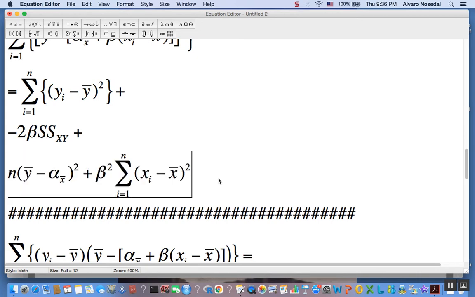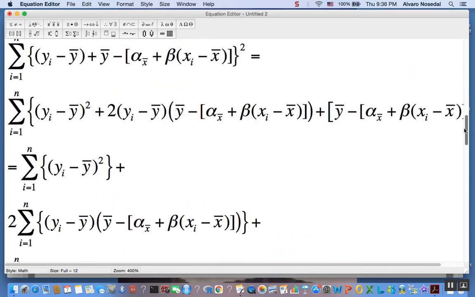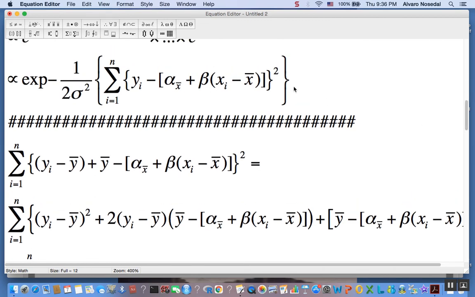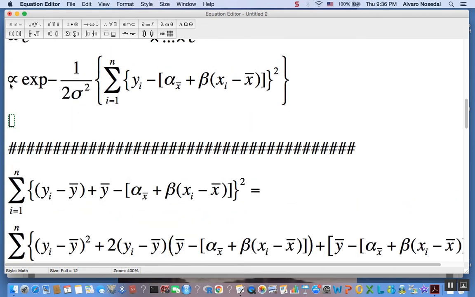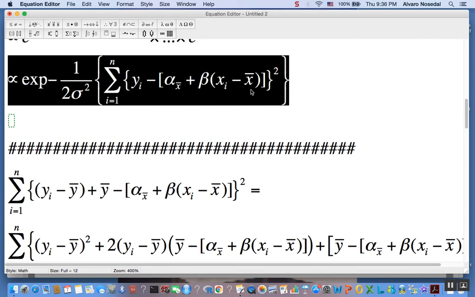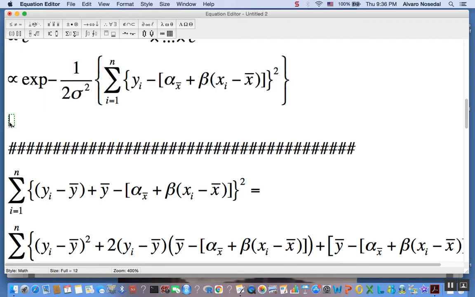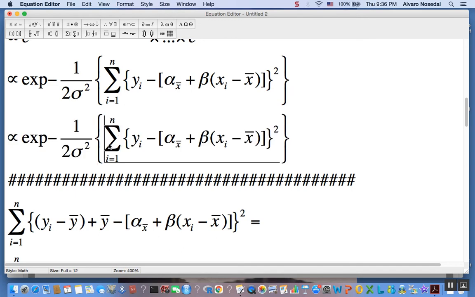So we're making progress. We're almost there. So the likelihood of our sample using this now looks like this. So instead of that summation that we have here, let's have those 3 terms.